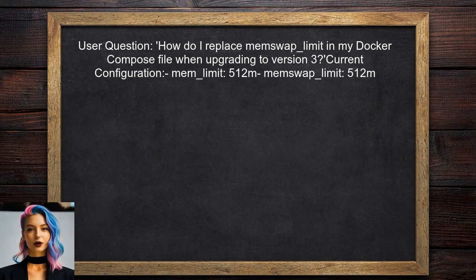Let's dive into the specific question at hand. One user asked, how do I replace memswap limit in my Docker Compose file when upgrading to version 3? They provided their current configuration, which includes memlimit and memswap limit. Sound familiar? Let's tackle this together.